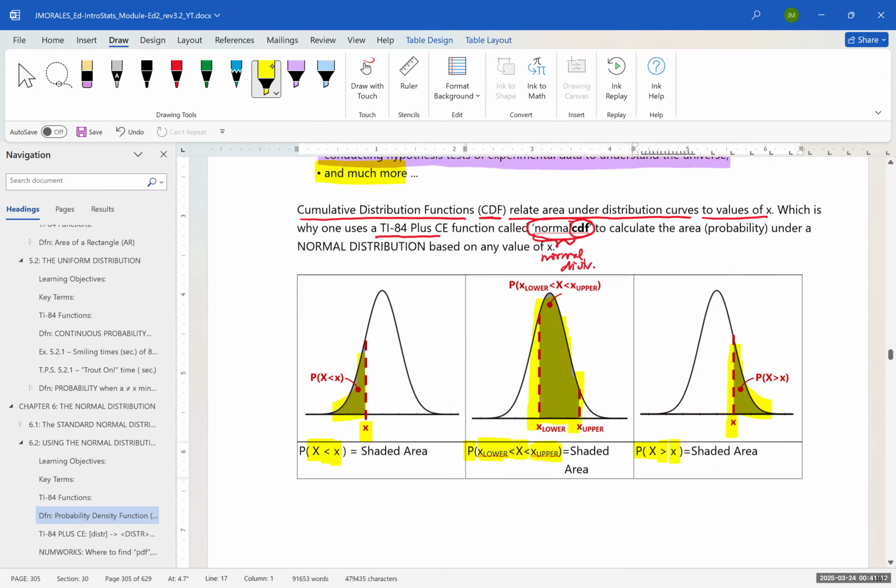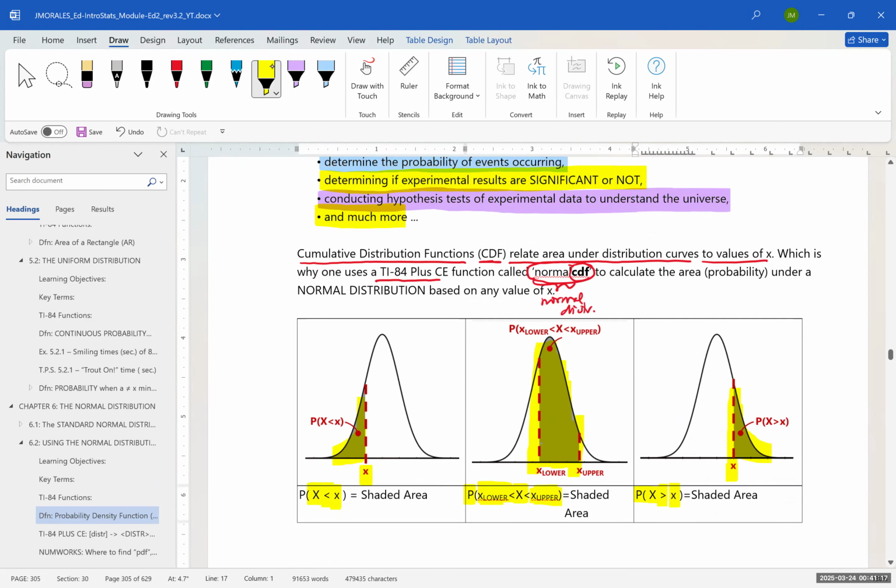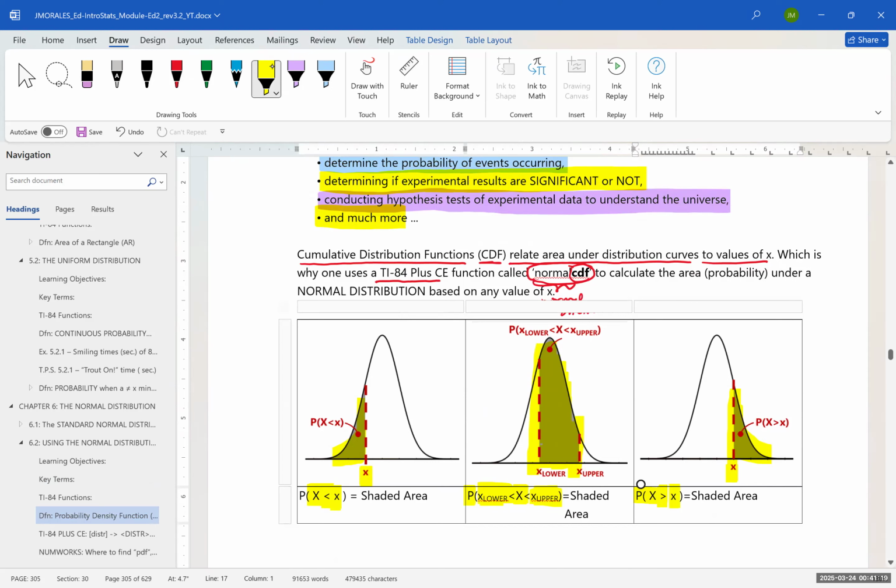Okay, so we're really diving deep here into areas under the curve. All right, let me know if you have any questions.